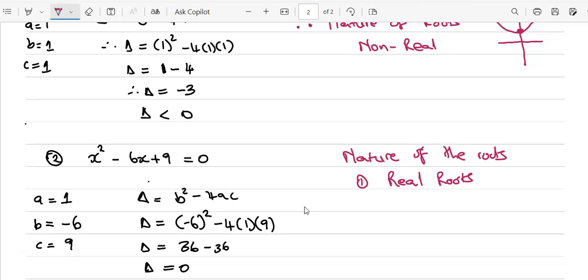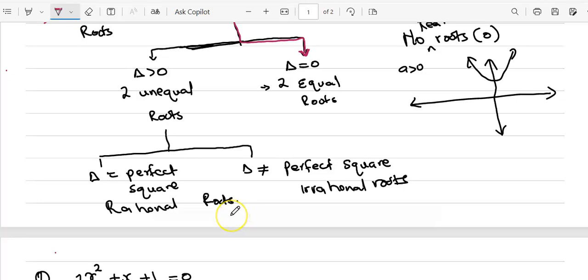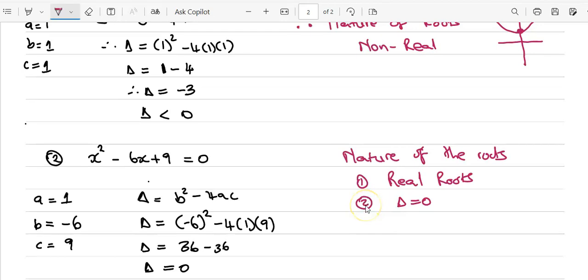So now let's check. What about the delta? The second thing that we can say is that delta is equal to 0. So 0 is a perfect square. What did we say on our map? Remember, we said that if it's a perfect square, it will be rational. It will have rational roots. So since it's a perfect square, therefore we can say it will have rational roots.